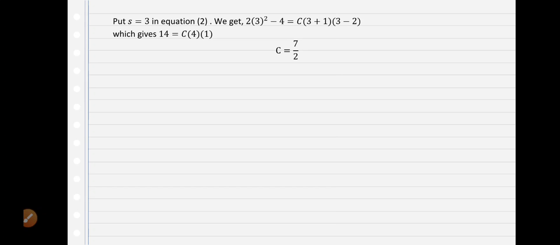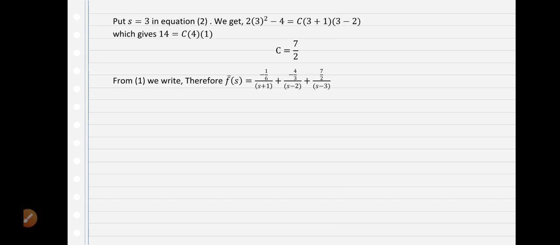Now we have got the values of all the three constants A, B and C. So we will put these values in equation 1 to write the given f bar of s as a sum of partial fractions. See, this RHS contains three terms which are connected by plus signs, and all the three terms are fractions.